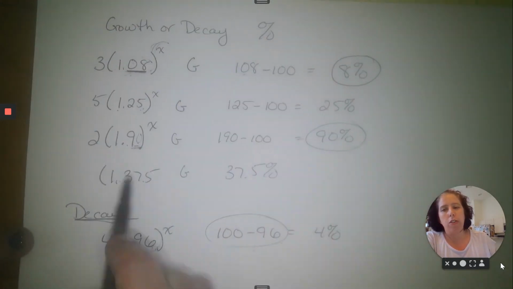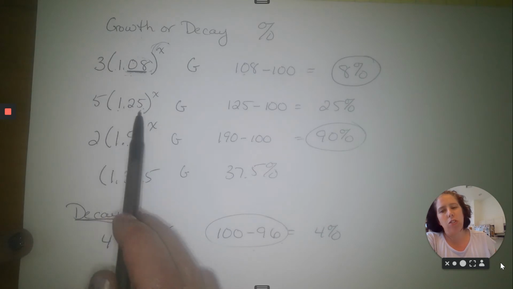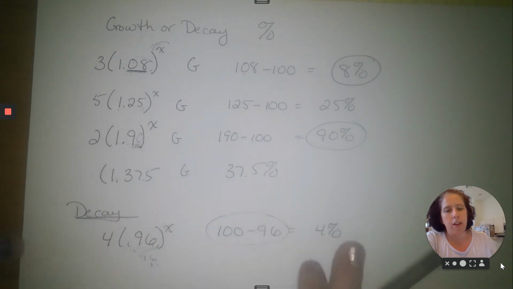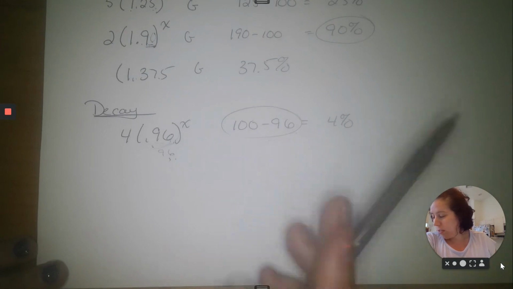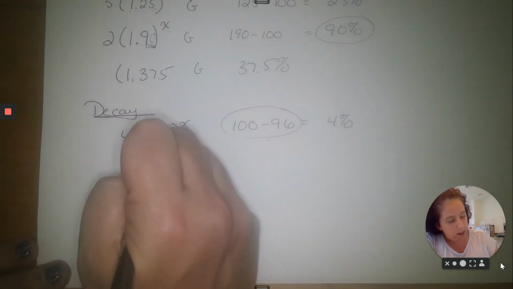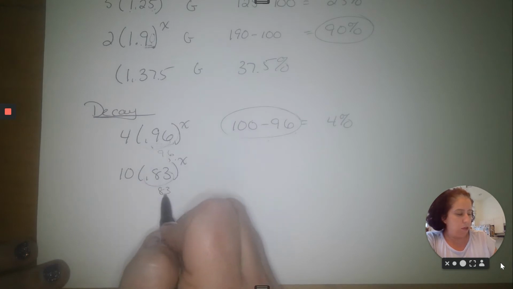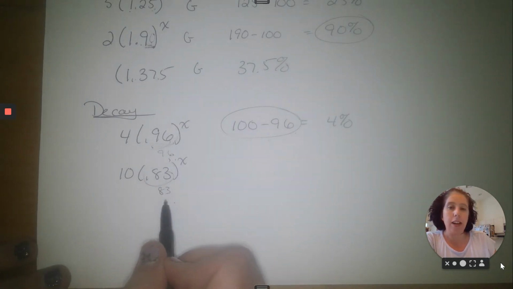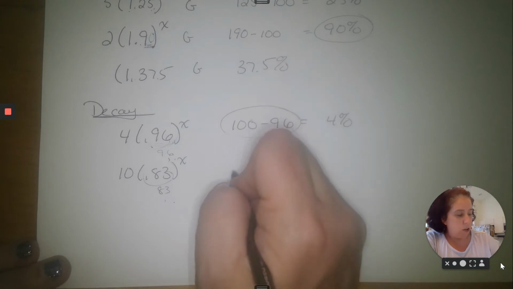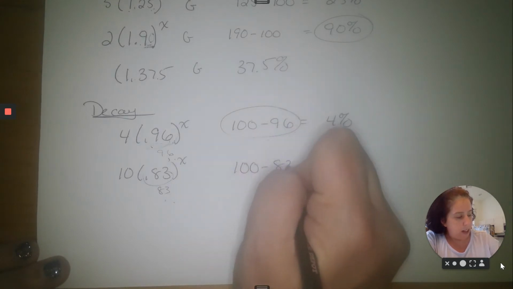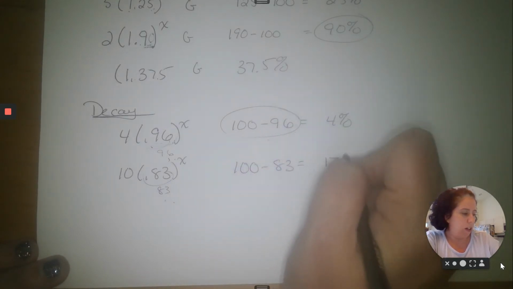So don't forget to do that for decays. You got to do 100 minus the number. For growths, again, guys, it's easy to just look at that, okay? But the decays, you got to do 100 minus, all right? So then if I give you 10 times 0.83 to some power, okay, so that's 83, right? Now be careful, that's not the decay rate, okay? You're going to have to do 100 minus 83, which gives me 17%.